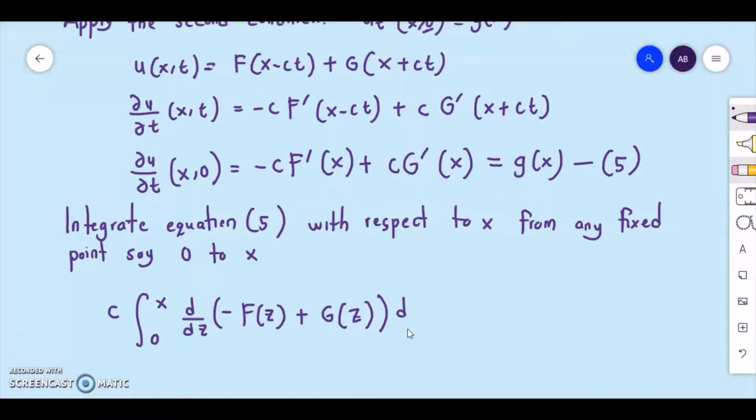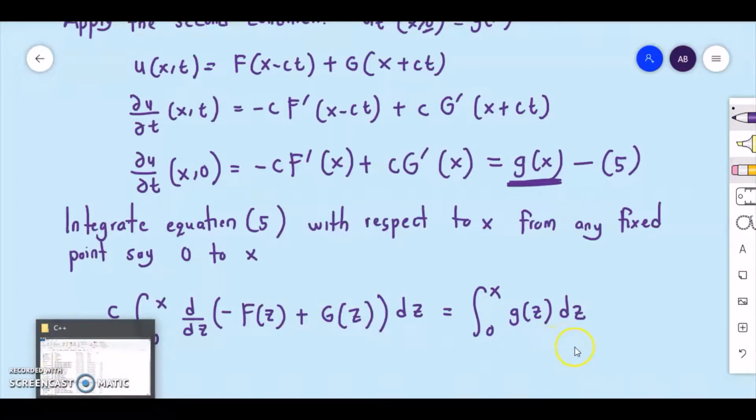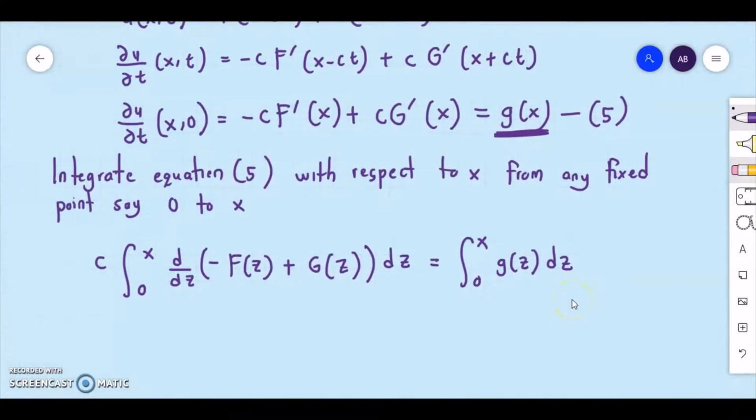So this is what happened here. Okay, so I am integrating. Look at the way I write this equation here. And this is equals to, don't forget to integrate the other side, 0 to x g z dz. Okay, now what happened? So I have to integrate. Integrating this term is gonna be slightly complicated, but just follow my instruction.